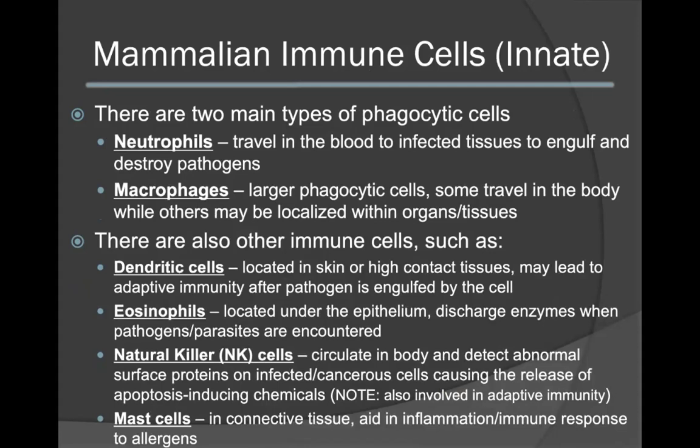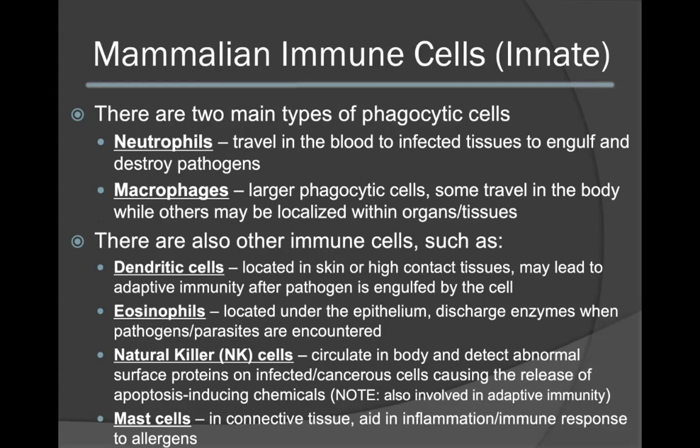In general, within mammals, when we are discussing innate immunity, we can look at the action of two main types of phagocytic cells that will help to recognize foreign pathogens: neutrophils and macrophages. Neutrophils will travel into the blood to infected tissues to help engulf and destroy pathogens. Macrophages are larger phagocytic cells. Some may travel within the body, however, many are localized within organs and tissues and provide a first line of defense for infectious particles or pathogens.